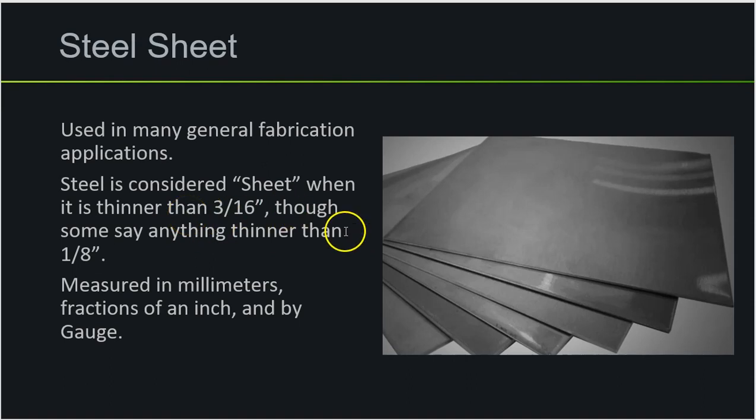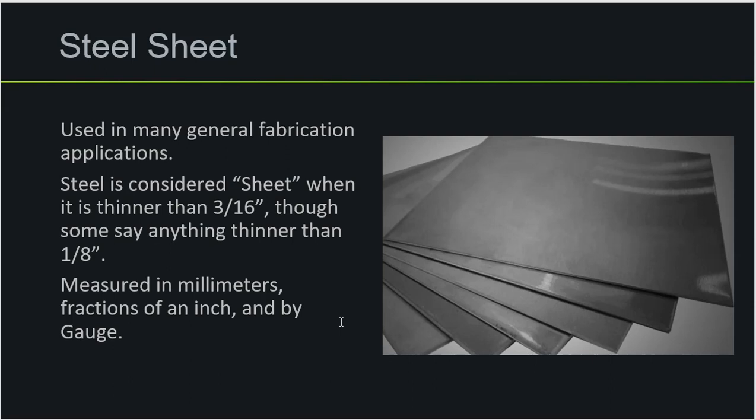And then here we go, sheet steel. Sheet steel is used in, again, very many applications. It's used in home projects. It's used in small structural projects. It's used in the automobile industry. There's so many different uses for it, especially in welding art or ornamental work.